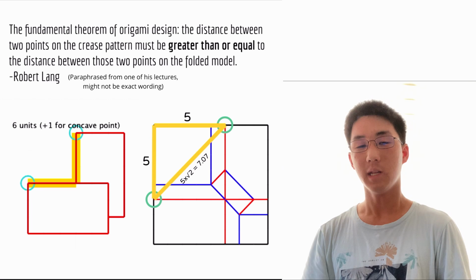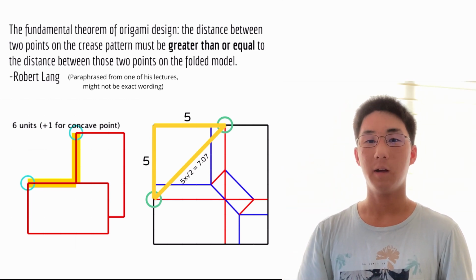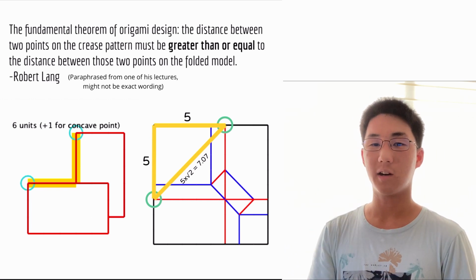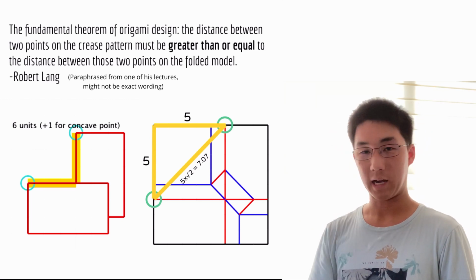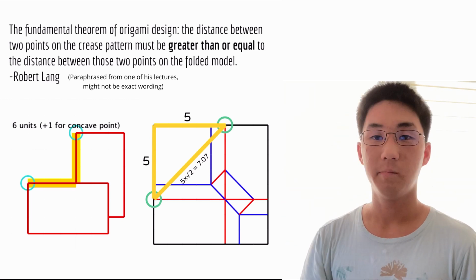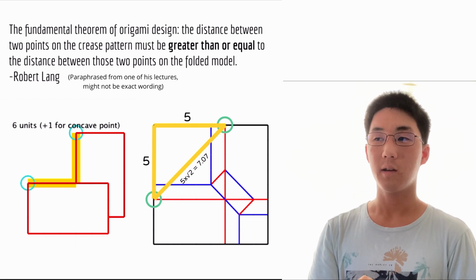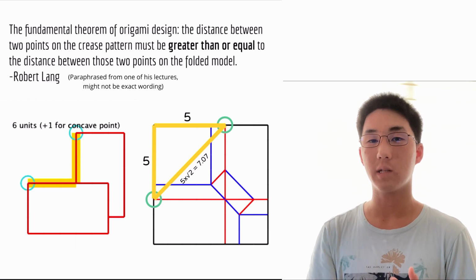Okay, first thing, we need to understand why we were not able to remove the negative space in that example. And the reason goes back to what Robert Lang calls the fundamental theorem of origami design. I have it up on the screen, you can read it out. It says that the distance between 2 points on the crease pattern must be greater than or equal to the distance between those 2 points on the folded figure.